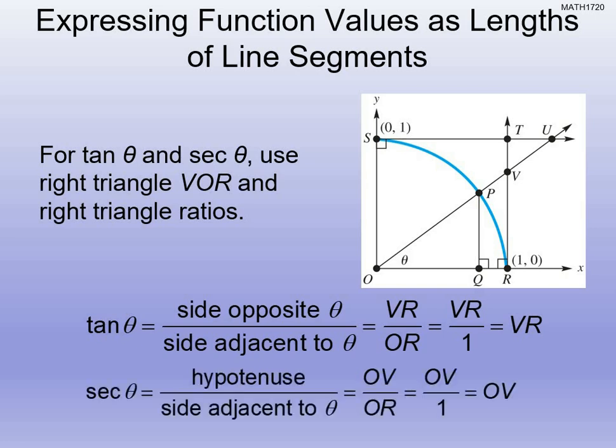Okay? If we want to find secant of theta, secant of theta is what? Hypotenuse over adjacent. Remember, secant's the inverse of cosine. So in this case, it's OV over OR, which is just OV over 1 because OR is on the unit circle. So secant of theta is OV.